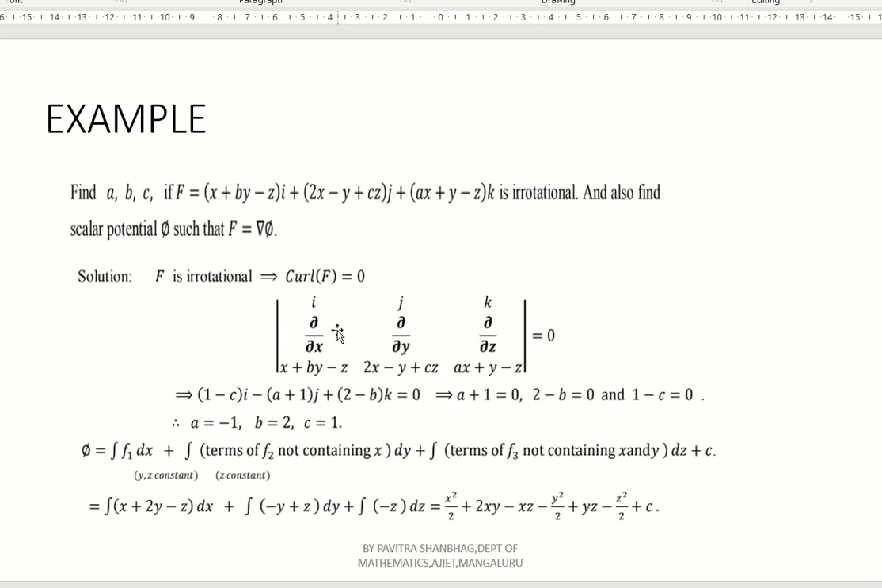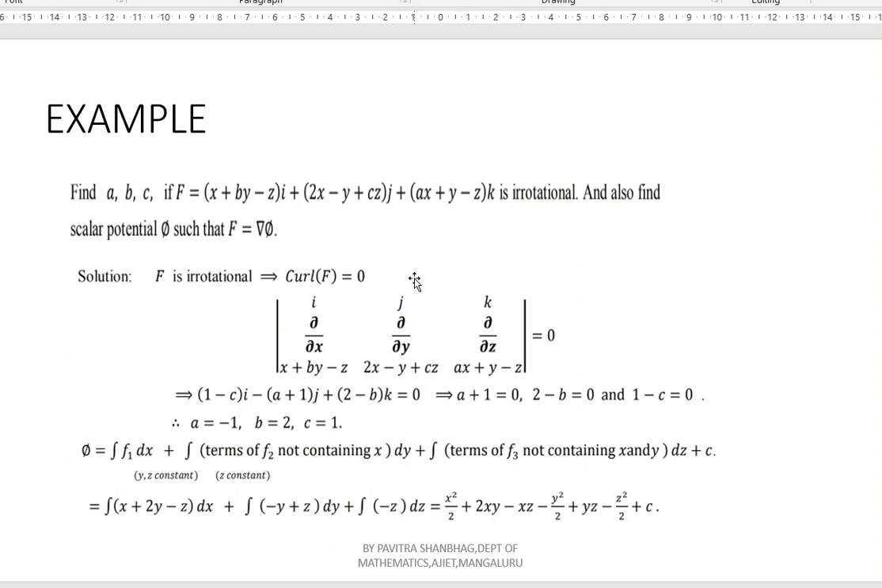Now just expand it with the help of the determinant property, plus minus plus rule. See here, i into dou by dou y of this term. So what will you get? The term containing y only we have to differentiate here. So 1, because the other term does not contain y. Even the third term also does not contain y. So dou by dou y of ax plus y minus z. So what will we get? 1. Similarly with respect to z here, 0 minus 0 plus c. So here 1 minus c into i.